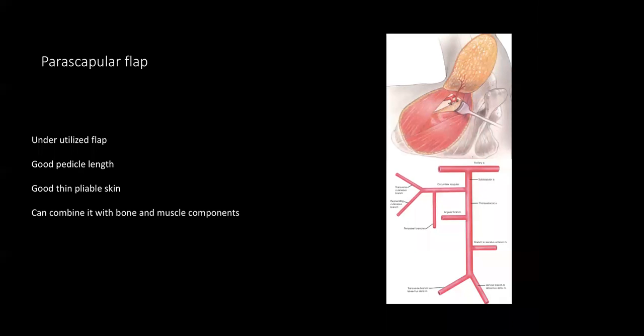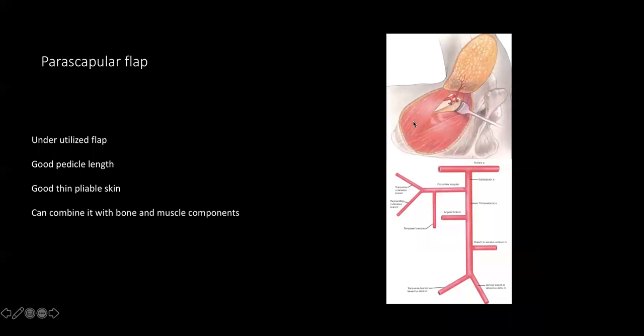You can combine it with bone and muscle components because here you can see that one of the branches that you clip during a skin-only parascapular flap is the periosteal branches. And it is these periosteal branches which supply the lateral border of scapula. So this flap can be raised as a skin flap by itself, either with a transverse skin orientation or a descending skin orientation.